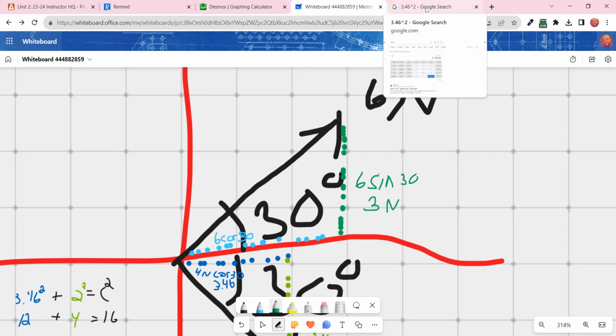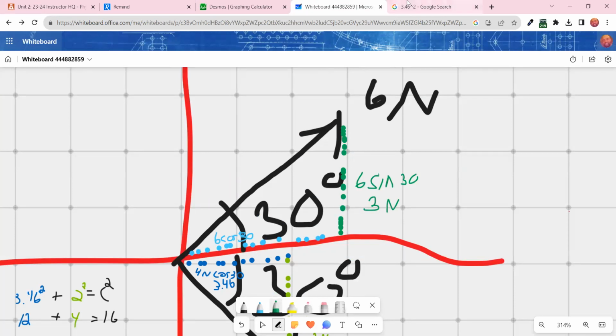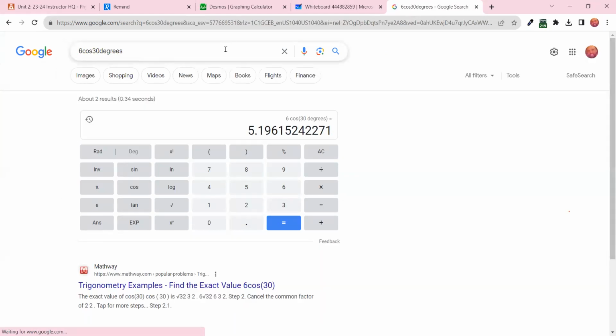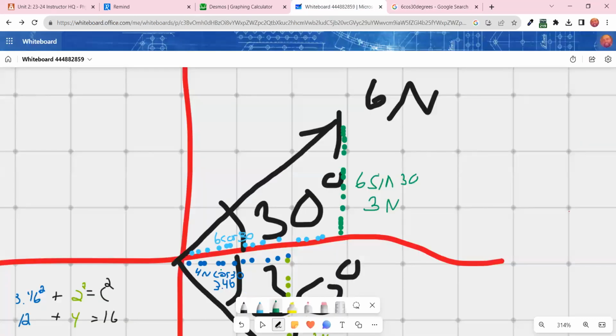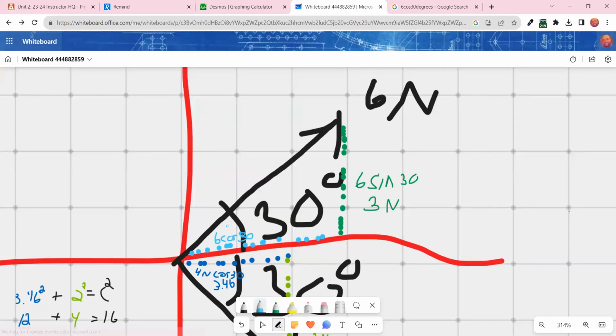I think it's like square root of 3 over 2, I think. I can't remember. All right, but regardless, I'll throw it in the calculator. 6 cosine 30 degrees. Make sure it's in degrees. Is about 5.2. Which means if I have a 6 Newton force acting at a 30-degree angle, that means that 5.2 newtons is pushing to the right and 3 newtons is pushing upwards.